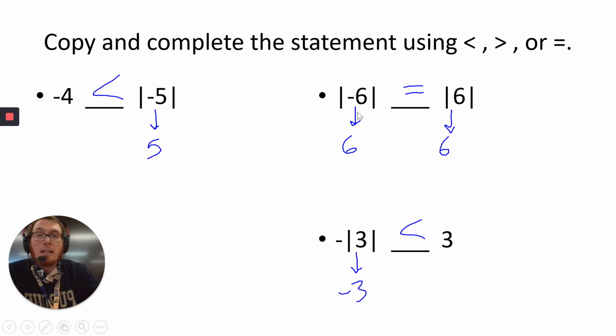You'll notice these two are the same because the absolute values are both 6. Some people might think this bottom right one is the same, but you'll notice that the negative sign is outside the absolute value. So you have to treat absolute value like a special set of parentheses. So you have to do that first. So the absolute value of 3 is 3, and then make it negative. So -3 is smaller because it's a negative number compared to positive 3.